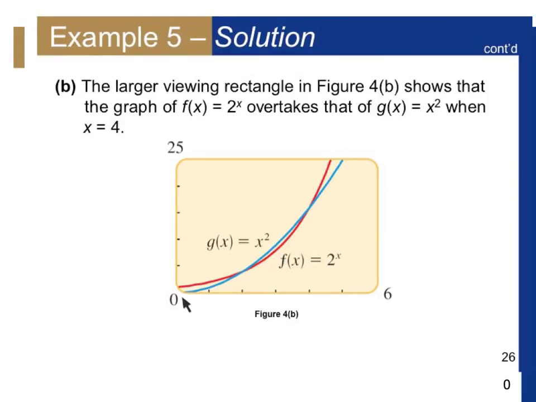But when you go from 0 to 6 on x and up to 25 on y, you see what's happening. Our f of x equals 2 to the x is the red one, and our g of x equals x squared is the blue one. But then the red one starts growing faster again, and it overtakes the blue one. So it looks like the blue one's going faster at first, and it seems to be for a while, but then eventually the red one, 2 to the x, takes over and starts going really fast.